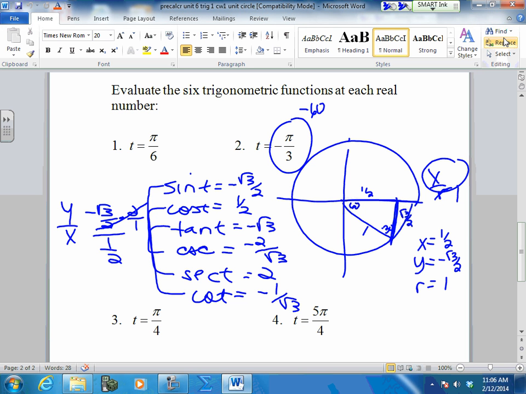Now from here on in, you don't have to rationalize them. You can leave them like that. You don't have to rationalize. I had you rationalize because that's what you did in Algebra 2. So once we locate your triangle and we pull out your x, y, r, we can find all 6 of your functions like that. When you're on a unit circle, your radius is 1. So even though we say x over r, x over 1 is still whatever x is. Okay? Let's try another one.